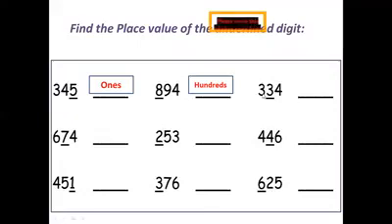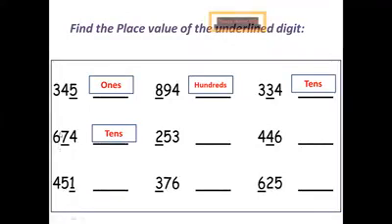Okay, this one, 334. The underlined digit 3. What is the place value of 3? Ask myself. This is ones, this is tens. So 3 in tens. This is 1. 674. The underlined digit 7. What is the place value of 7? Yes, start from here. Ones, tens. So the place value of 7 is tens. Excellent. This one, 253. The underlined digit 2. What is the place value of 2? Yes, 2 in hundreds.